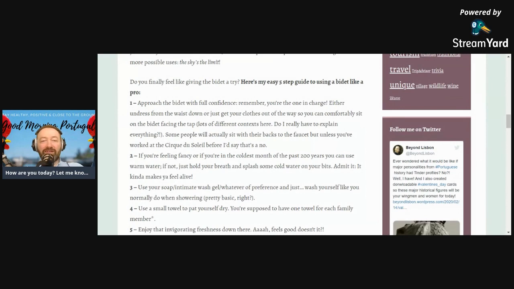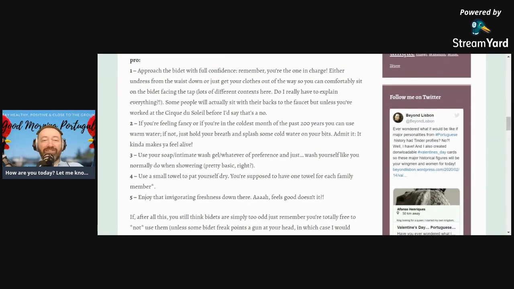Here's my easy five-step guide to using a bidet like a pro from Katia Lima on the Beyond Lisbon blog. Number one, approach the bidet with full confidence. Remember, you're the one in charge. Either undress from the waist down or just get your clothes out of the way so you can comfortably sit on the bidet facing the tap.